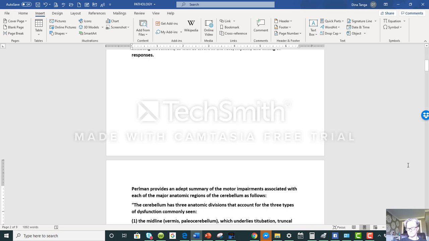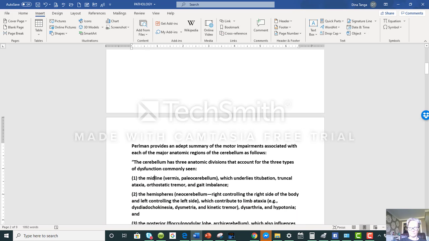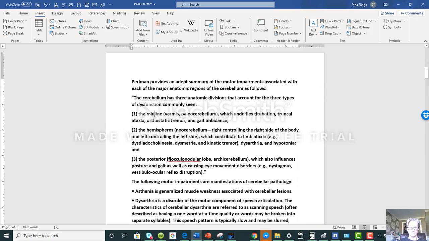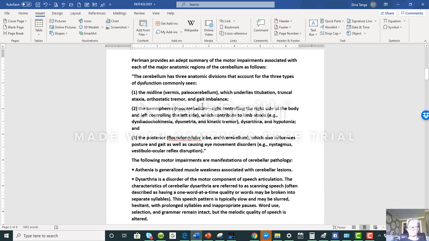Perlman provides an adept summary of the motor impairments associated with each of the major anatomic regions of the cerebellum as follows. The cerebellum has three anatomic divisions that account for the three types of dysfunction commonly seen. 1. The midline vermis, paleocerebellum, which underlies titubation, truncal ataxia, orthostatic tremor, and gait imbalance.